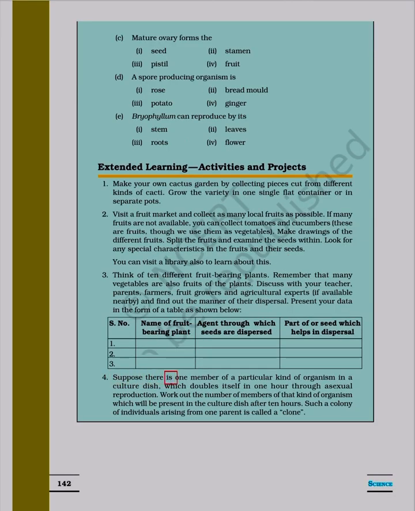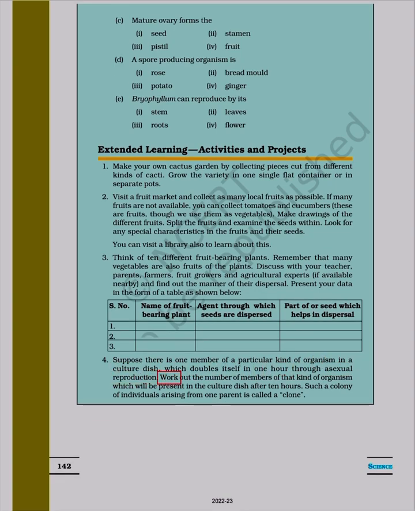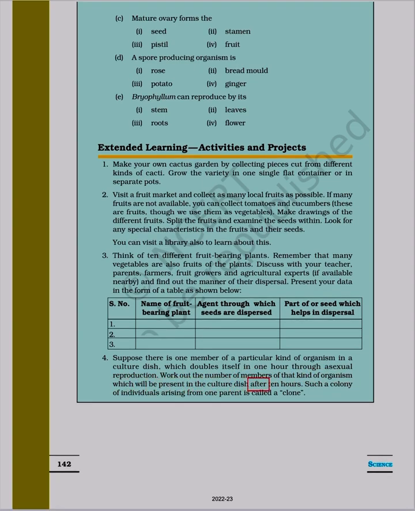4. Suppose there is one member of a particular kind of organism in a culture dish, which doubles itself in 1 hour through asexual reproduction. Work out the number of members of that kind of organism which will be present in the culture dish after 10 hours. Such a colony of individuals arising from one parent is called a clone.